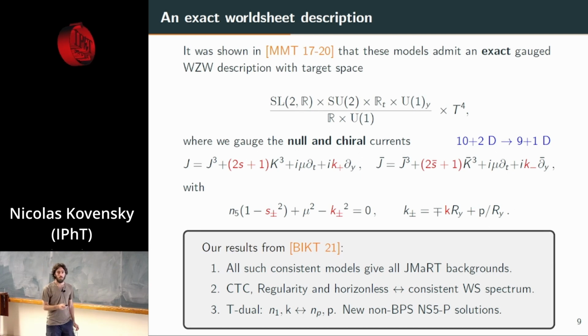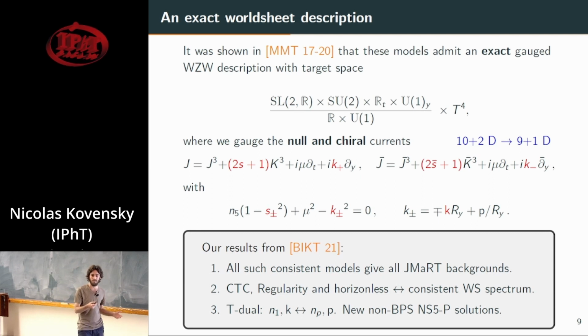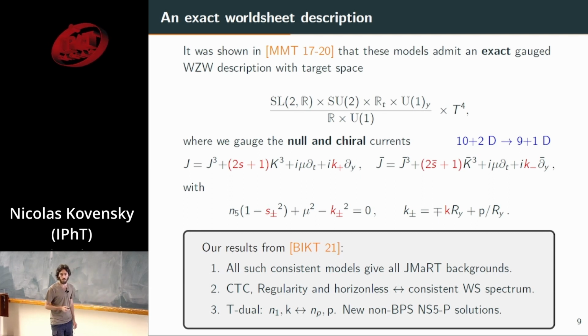Okay, any more questions? Yeah. Is the CTC regularity, horizonlessness and consistency of the worldsheet spectrum one-to-one? So if you get a consistent worldsheet spectrum, will you have solutions which are regular, without CTCs and horizon? Well, for all of this class of models, yes. I would like to think that these types of relations are true more generally, but obviously I don't have a proof for whatever worldsheet theory you could come up with. I would hope that this type of relation holds in general.